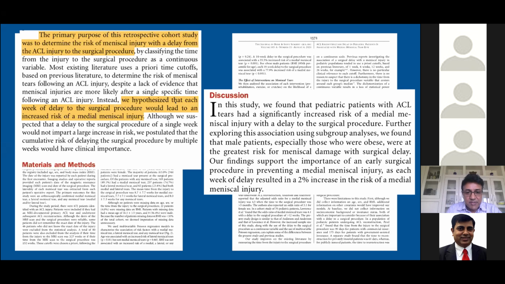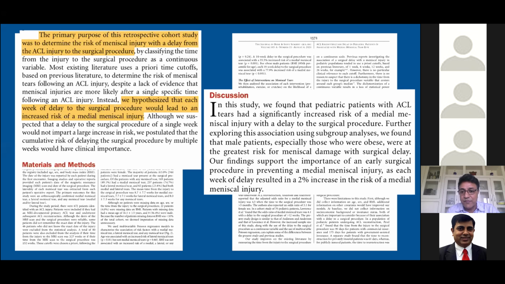We hypothesized that each week of delay to the surgical procedure would lead to an increased risk of medial meniscal injury. This was the last paragraph of the introduction. Then when you start your discussion, take the consideration of this and a symmetrical discussion to be started like this.